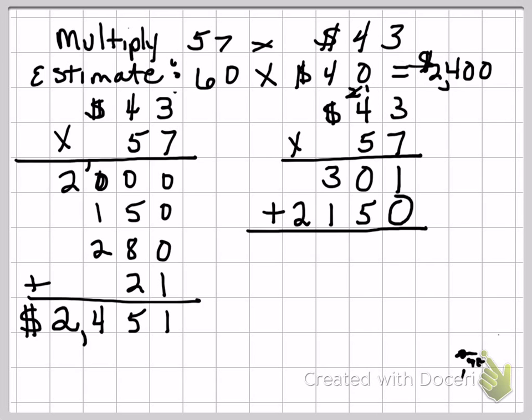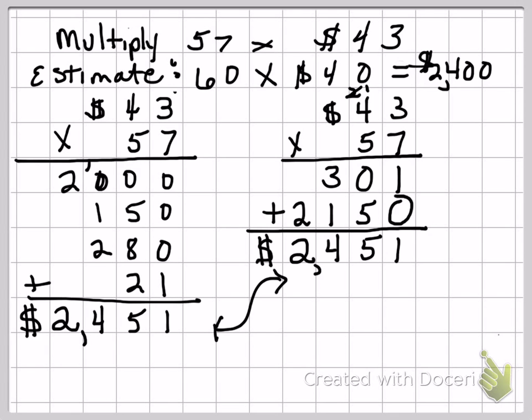1 plus 0 is 1. 0 plus 5 is 5. 3 plus 1 is 4. 2 plus nothing is 2. And once again, 1, 2, 3, comma. Put the comma between the periods. I want to make sure that you put down that dollar sign. Let's take a look. $2,451. Oh, look, $2,451. I have the same answer.